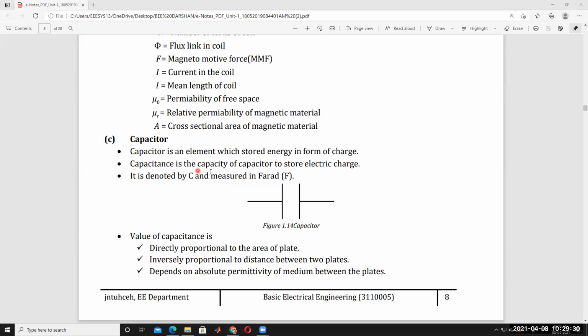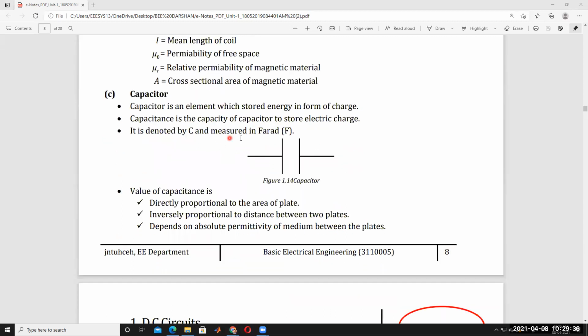Capacitance is the capacity of a capacitor to store electric charge. It is denoted by C and is measured in farads. Inductance is measured in henry. Resistance is measured in ohms. Capacitance in farad.